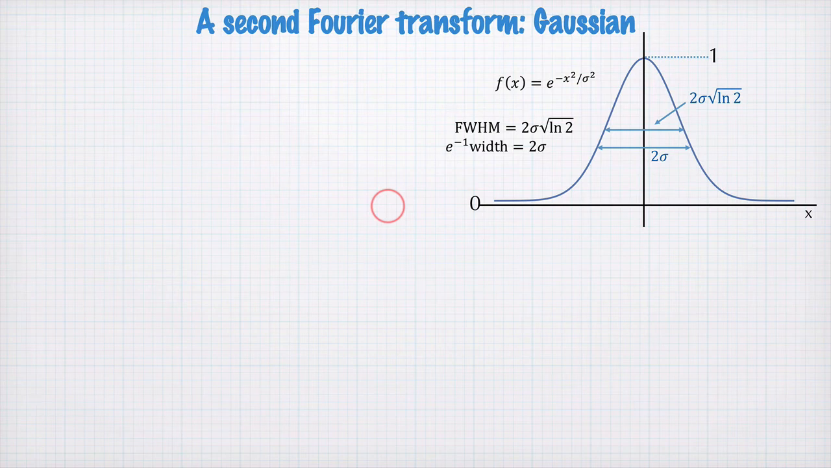Let's look now at a second Fourier transform, the Fourier transform of a Gaussian. We'll define our Gaussian function like this, e to the negative x squared divided by sigma squared, which means the width of our Gaussian function is proportional to sigma.